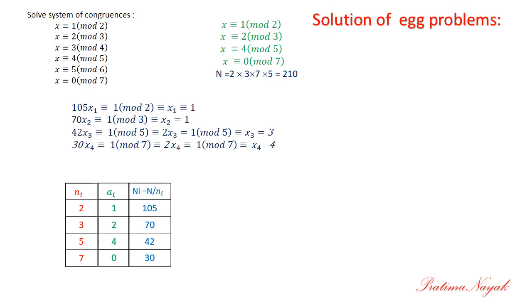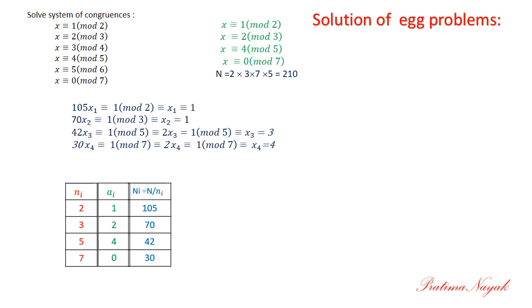Now to find xi, 105 x1 is equivalent to 1 modulo 2. So x1 is equivalent to 1. 70 x2 is congruent to 1 modulo 3. So x2 is congruent to 1. 42 x3 is equivalent to 1 modulo 5. So this is equivalent to 2 x3 is congruent to 1 modulo 5, or x3 is equal to 3.